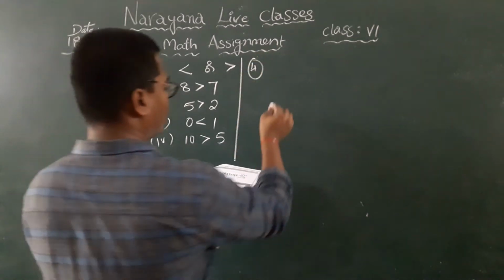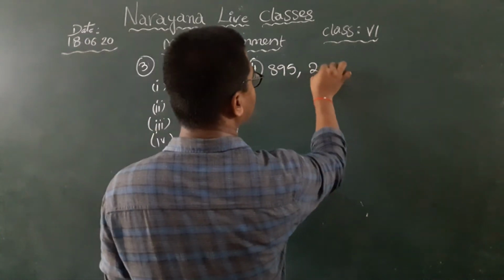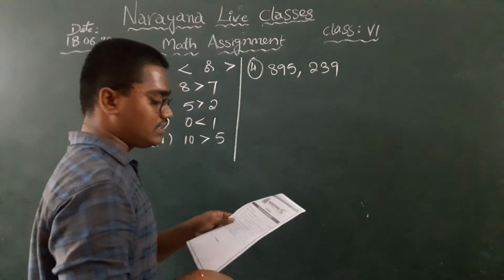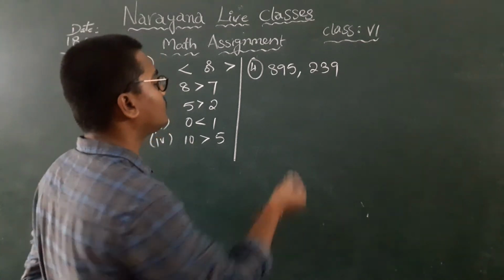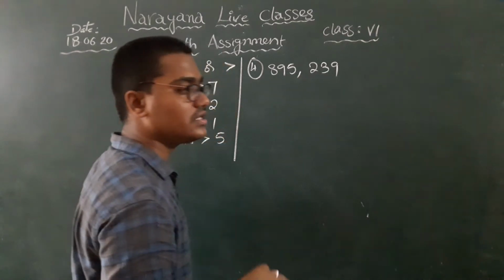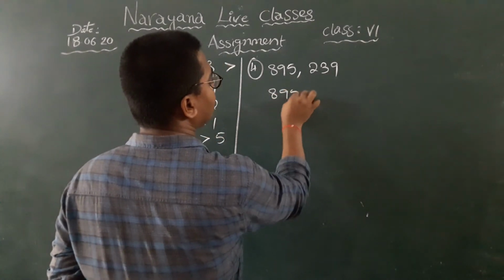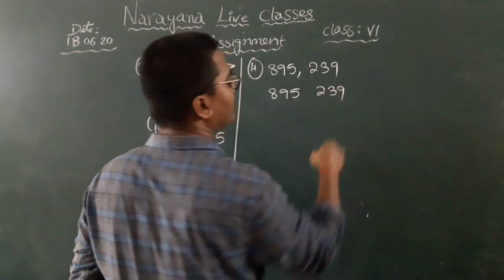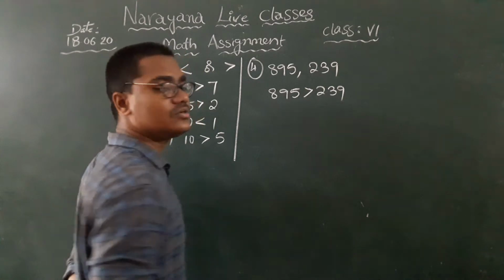They have given two whole numbers, 895 and one more whole number is 239. And they are asking which number lies towards right side of the other number. So simply I'll say you one technique, that is, as we all know that 895 and 239, when you compare these two integers over here, obviously 895 is greater than 239.